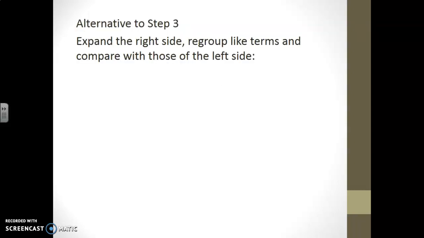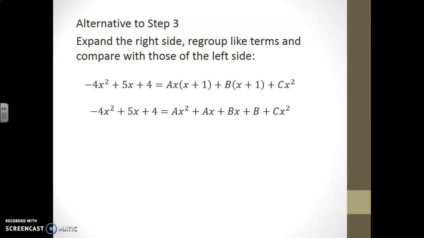Here's an alternative to step number 3, which involved using nice x values. What we could do is expand the right-hand side, so distribute the terms, and then regroup the terms that have similar powers. So here we've moved around ax squared and cx squared that are like terms and regrouped them as a plus c x squared. x's appear in two different spots, ax plus bx, and we can join them. b is the lone constant. And then we can compare corresponding powers left and right.